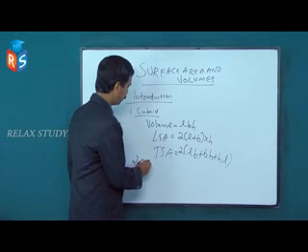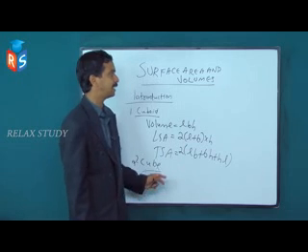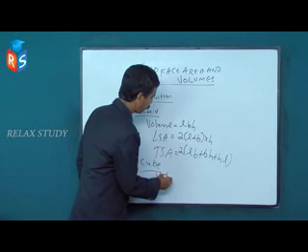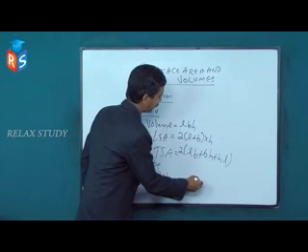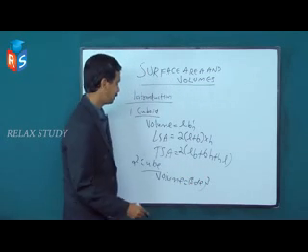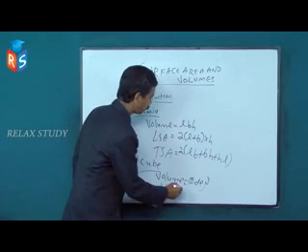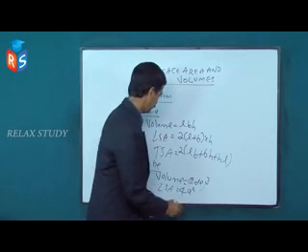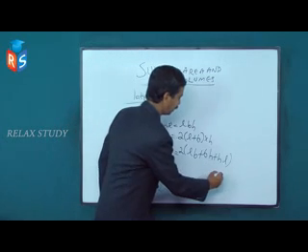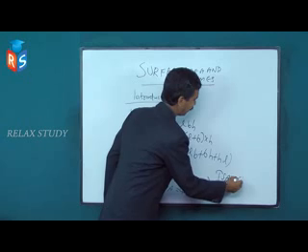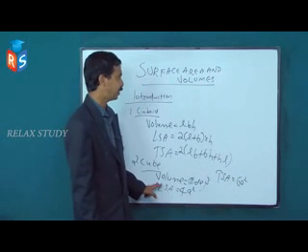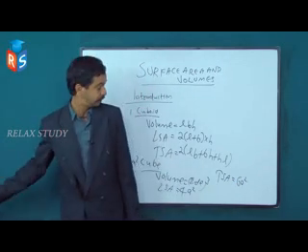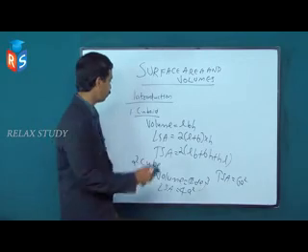Next case, cube. Here also we are writing volume, LSA and TSA. First one, volume. Volume of cube is side cube, that is side into side into side. Next LSA. LSA of cube is 4a square and TSA of cube is 6a square. Volume is side cube, LSA equals 4a square and TSA is 6a square. This is volume, LSA and TSA of cube.